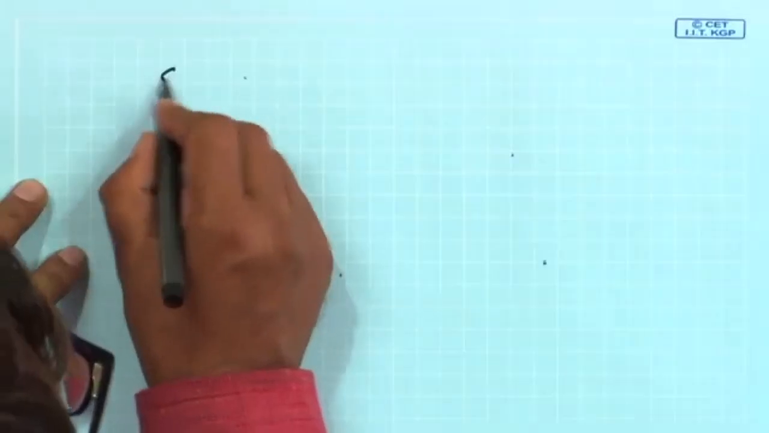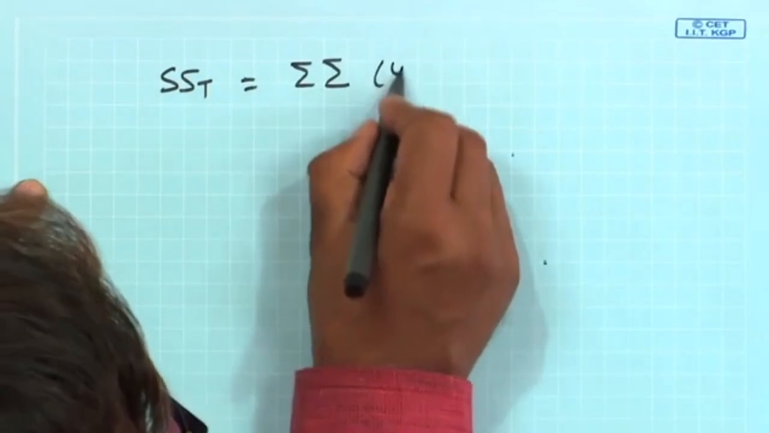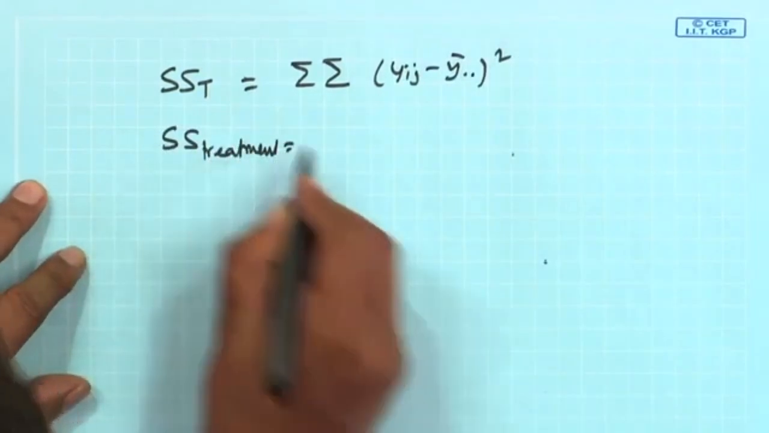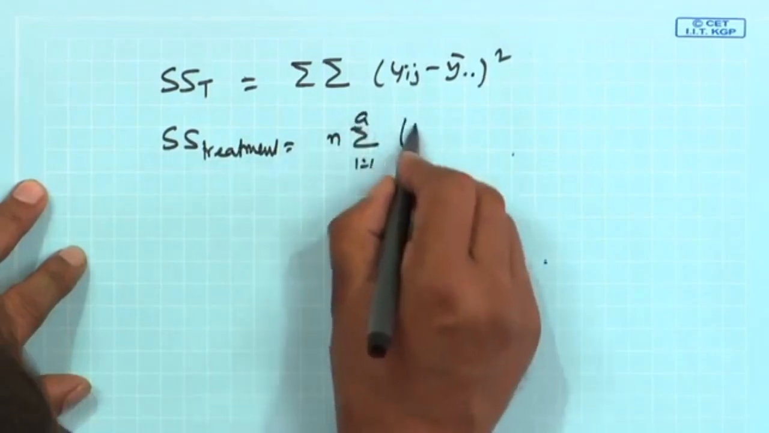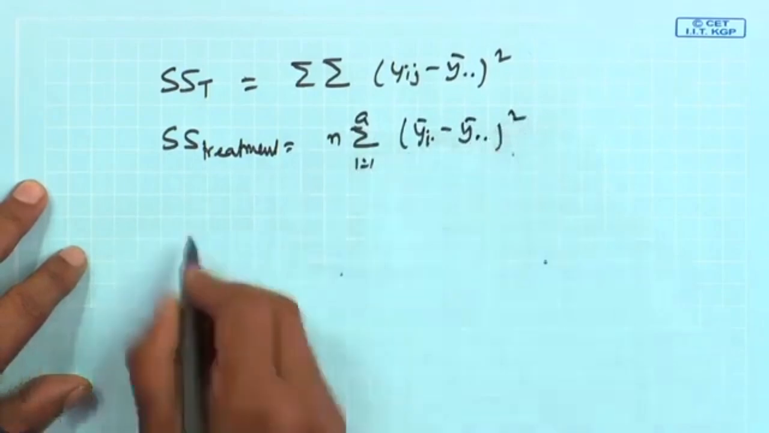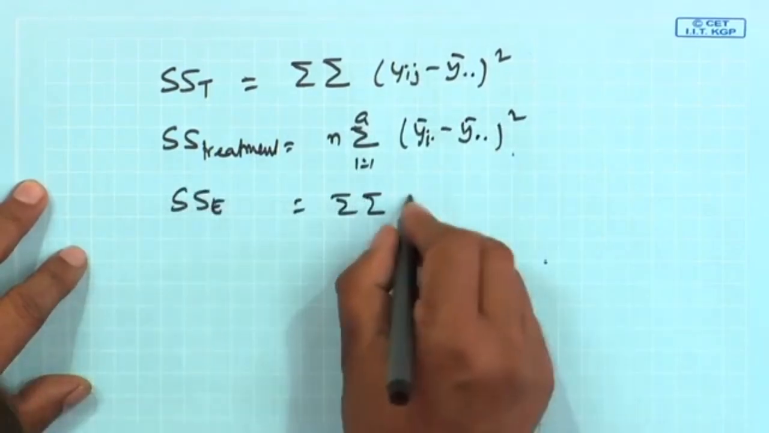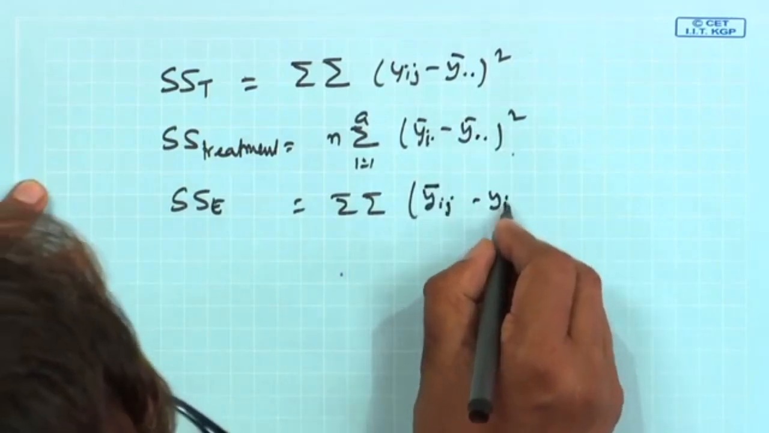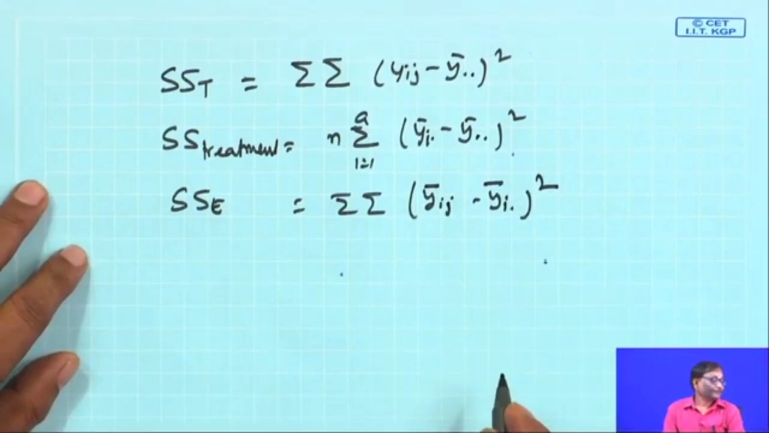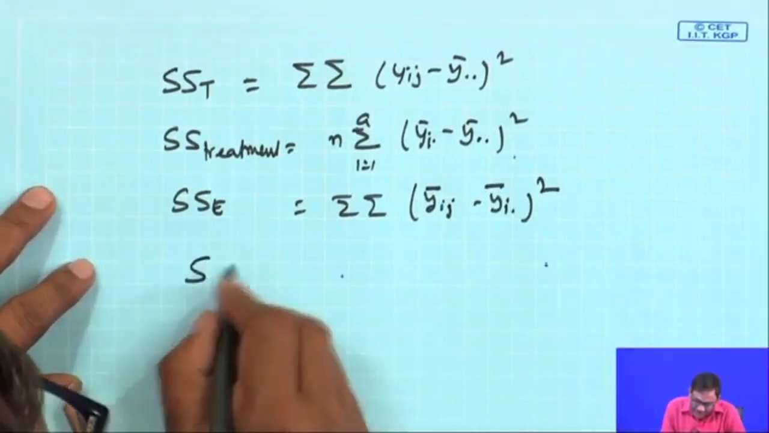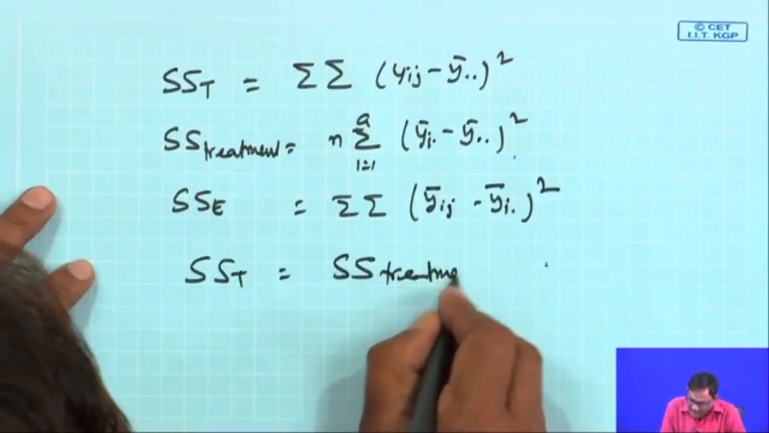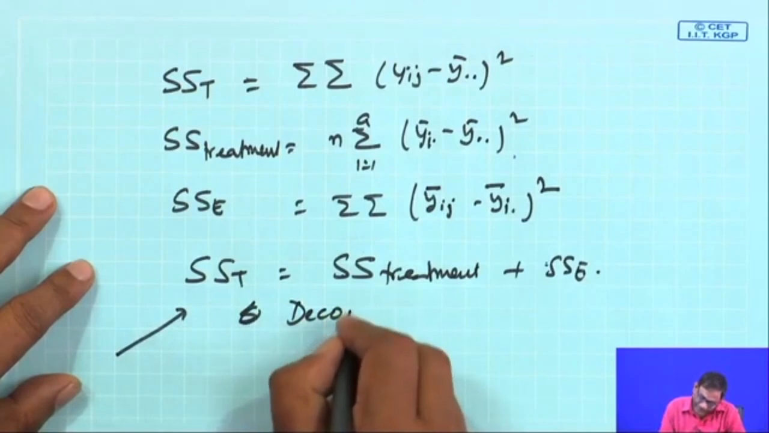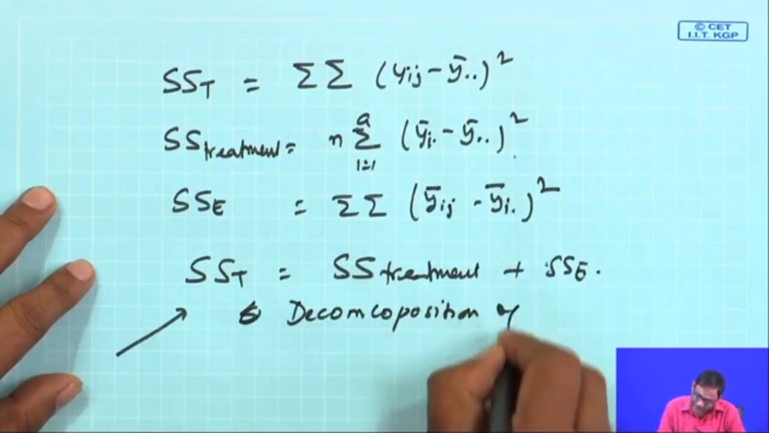So, what do you get then? You will get SST equal to the double sum of yij minus y dot dot bar square. You will get SS treatment equal to n times the sum over i equal to 1 to a of yi dot bar minus y dot dot bar square, and there will be SS error, again a double sum, which is nothing but yij minus yi dot bar square. Interestingly then what we have achieved is SST equal to SS treatment plus SS error. This is known as decomposition of sum squares.